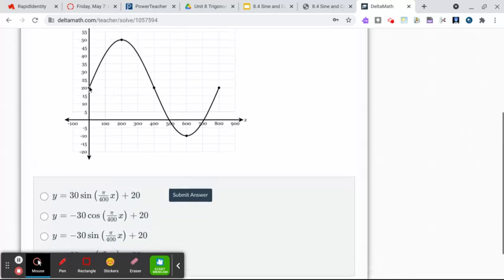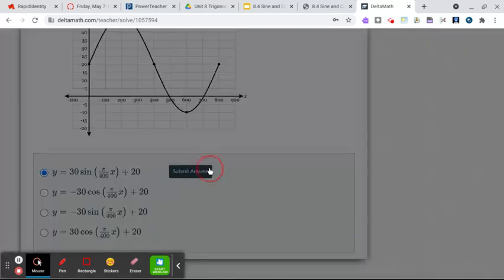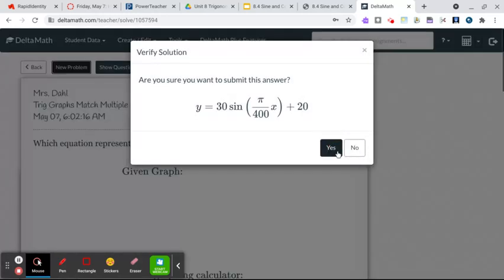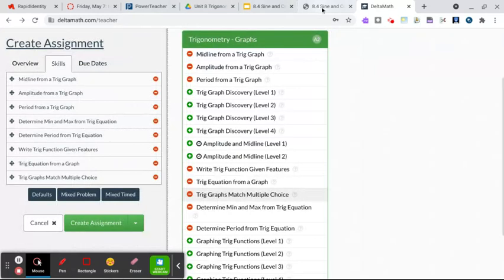It goes midline, maximum, midline, minimum, and back to the midline. Well, that means it has to be a sine function, okay, with a positive leading 30 because it starts at its midline and goes to its max. So the only potential that it could be is this one. Okay? So that is it for today.